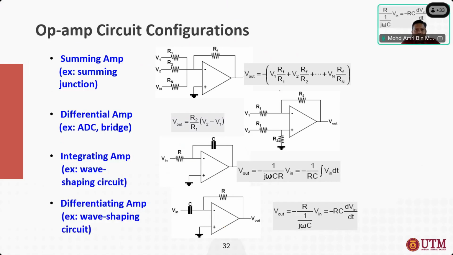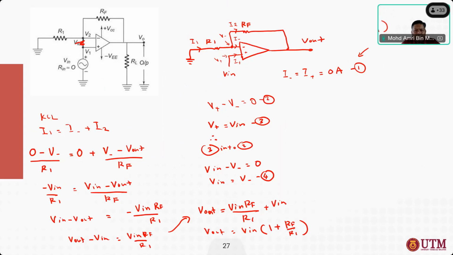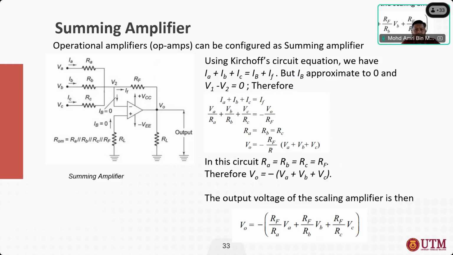These are other op amps like summing, differential, integrating. Okay, I have shown you how to derive the circuit in this part, so you can repeat the process to find the relationship of the circuit output with the input. So in this case, the output is the sum of the inputs, multiplied by the gain of RF over R.